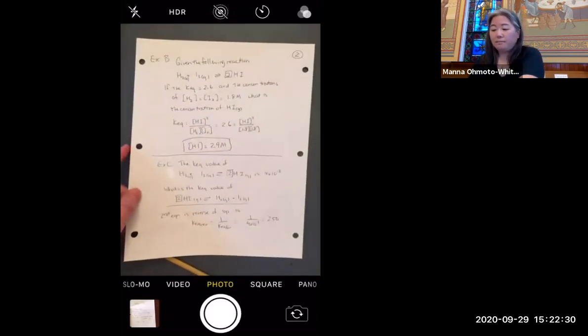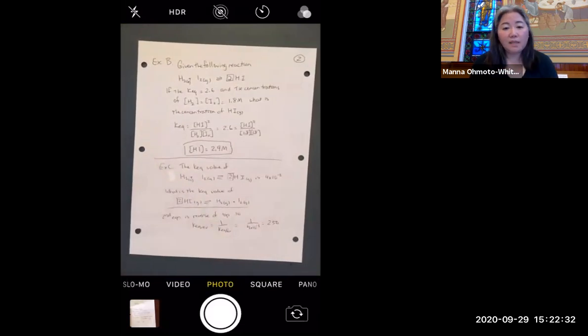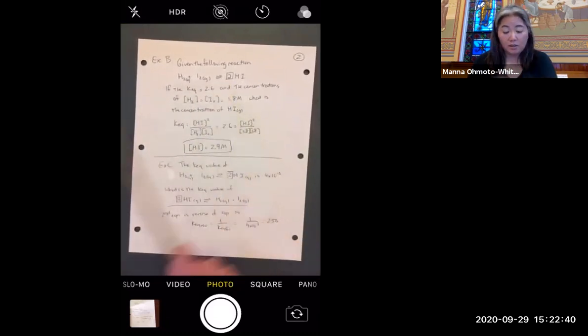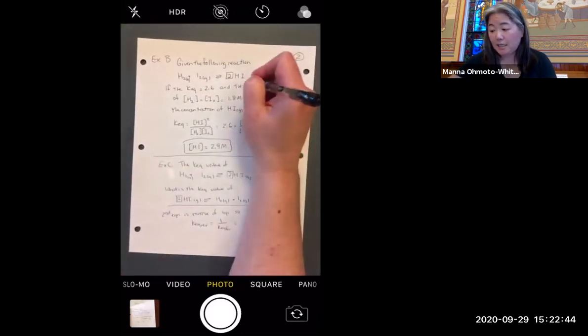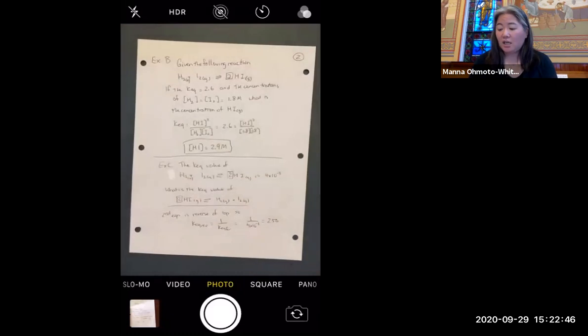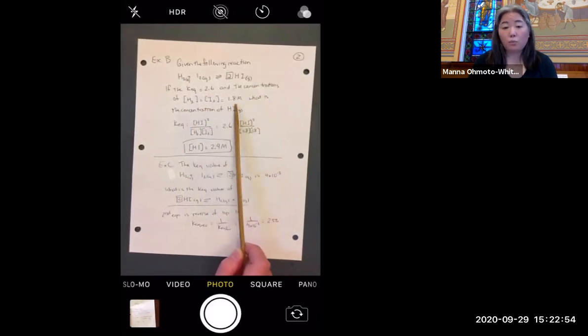Example B. So again, doing the same type of thing. Given the following reaction, hydrogen gas plus iodine gas yields hydrogen iodide gas. What is the KEQ? If I give you the KEQ is equal to 2.6, and the concentration of H2 and I2 are both the same at 1.8 molar, what is the concentration of HI gas?